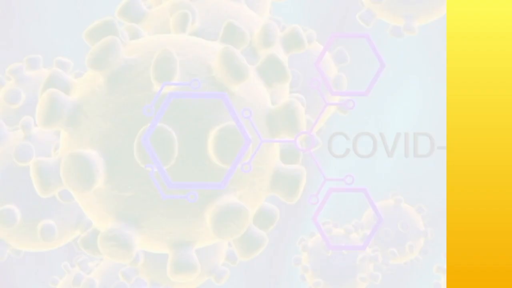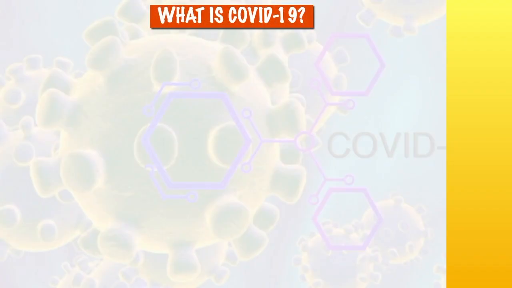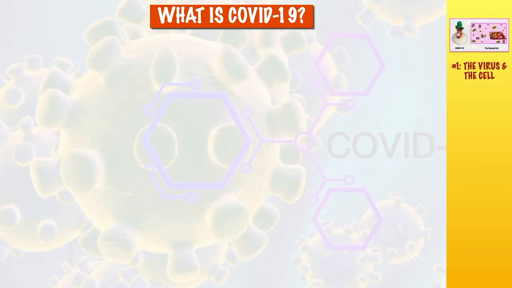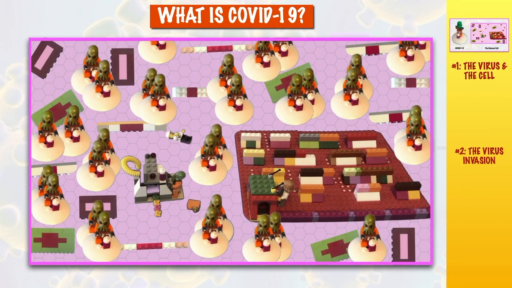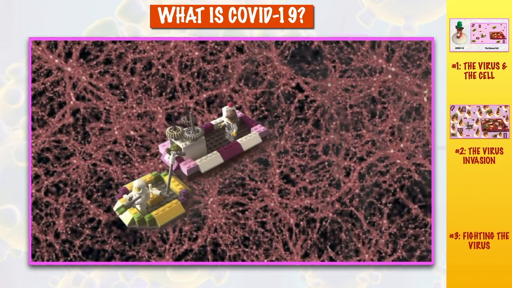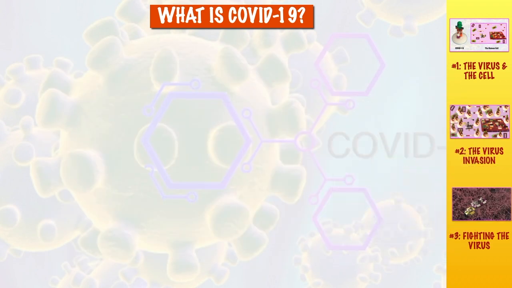Over the course of 3 movies, we will be looking at Covid-19. In movie 1, we examine the virus and the cells that make up our body. In movie 2, we will see how the virus invades our cells and makes us unwell. And movie 3, we will show how our cells can fight back.